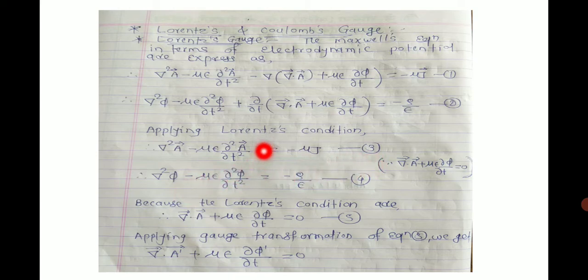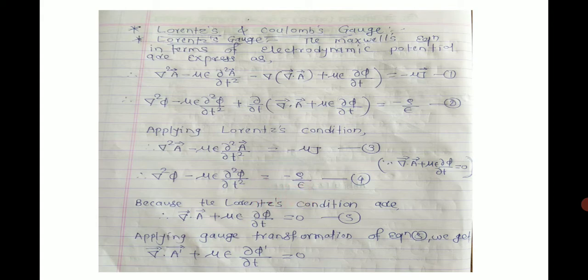And lastly, when we apply the Lorentz condition, del dot A plus mu epsilon dabba phi by dabba t is equal to 0, equation 2 reduces to del square phi minus mu epsilon dabba square phi by dabba t square is equal to minus rho divided by epsilon. This is equation number 4. The Lorentz condition, del dot A plus mu epsilon dabba phi by dabba t is equal to 0, is equation number 5.